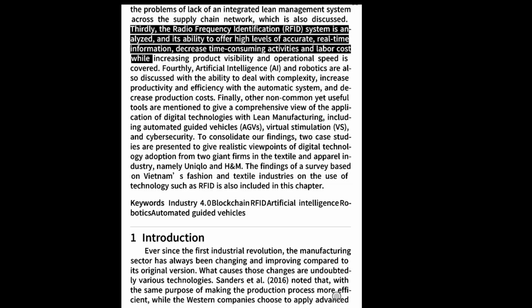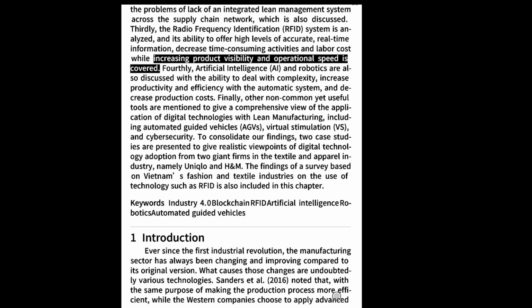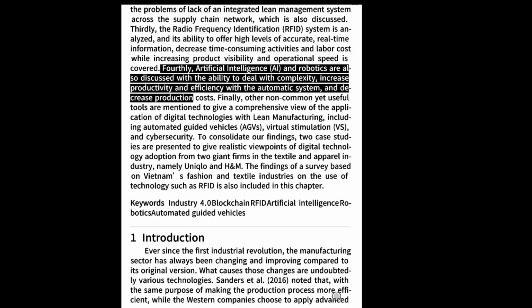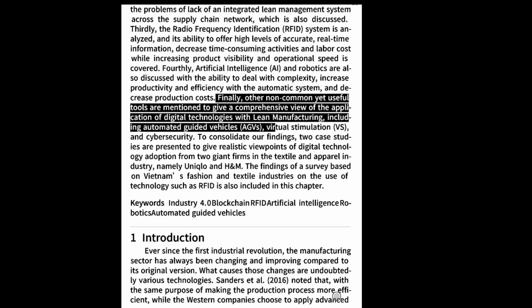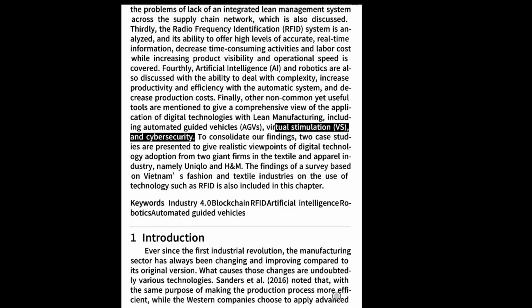Thirdly, the radio frequency identification (RFID) system is analyzed, and its ability to offer high levels of accurate, real-time information, decrease time-consuming activities and labor cost while increasing product visibility and operational speed is covered. Fourthly, artificial intelligence (AI) and robotics are also discussed with the ability to deal with complexity, increase productivity and efficiency with the automatic system, and decrease production cost. Finally, other non-common yet useful tools are mentioned to give a comprehensive view of the application of digital technologies with lean manufacturing, including automated guided vehicles (AGVs), virtual simulation (VS), and cybersecurity.